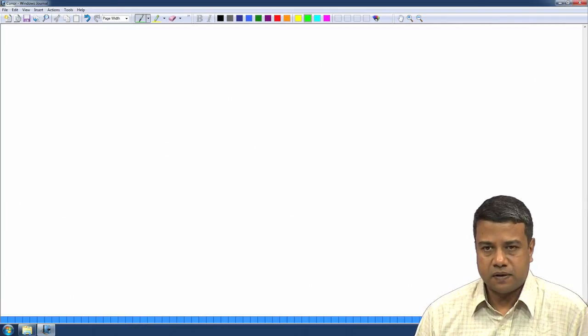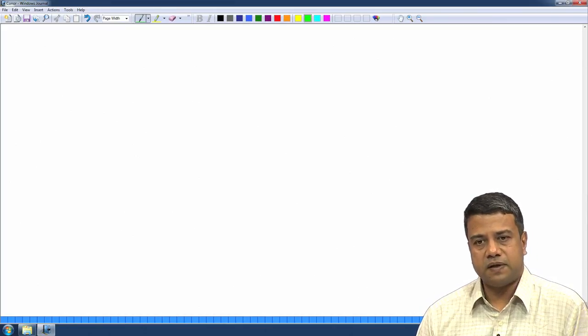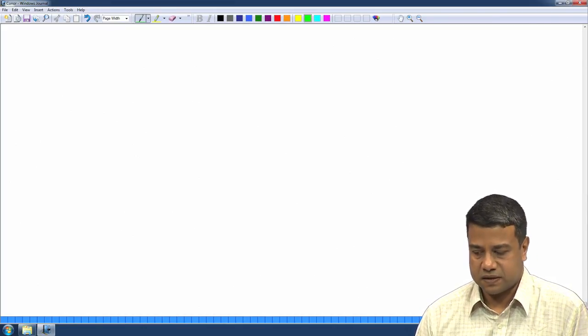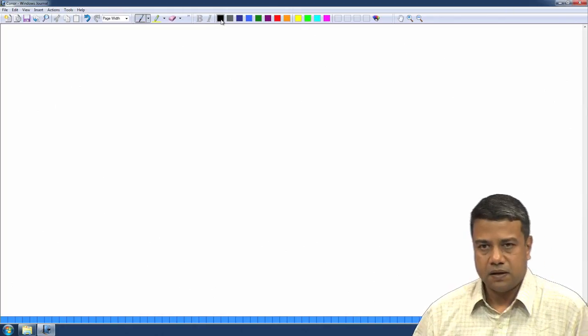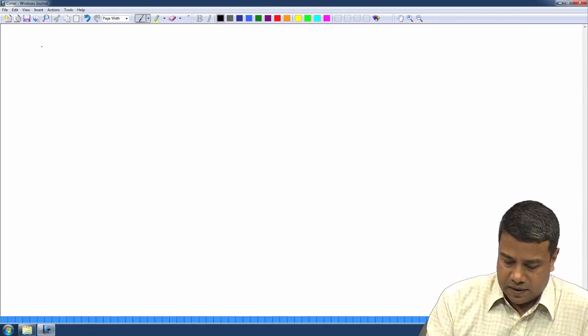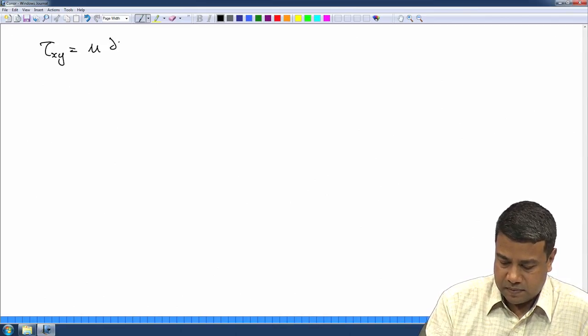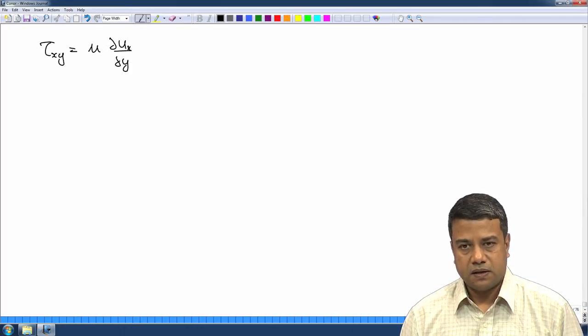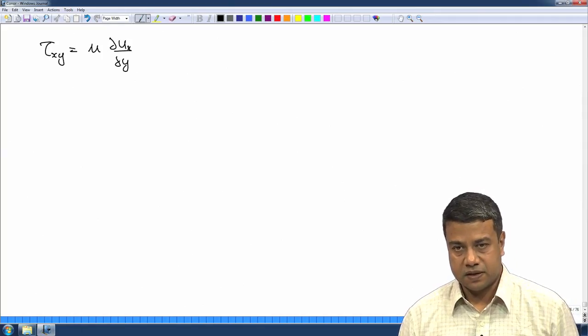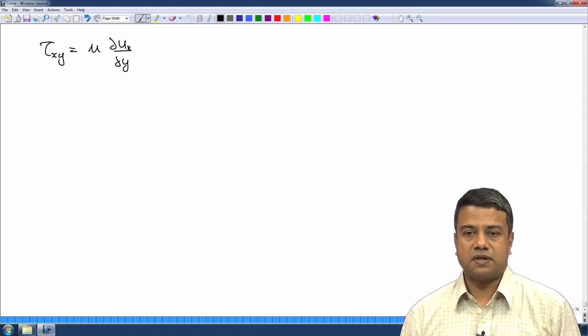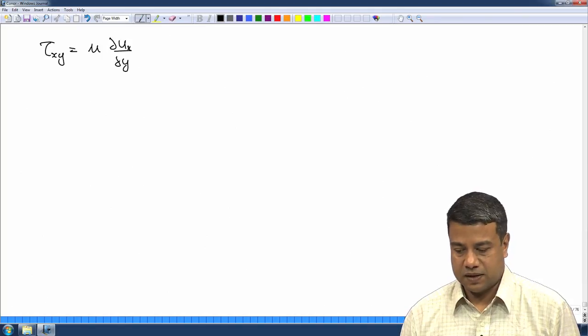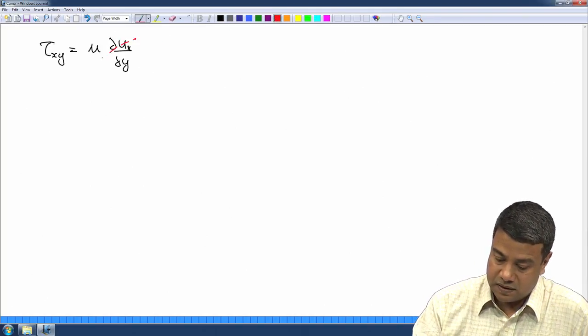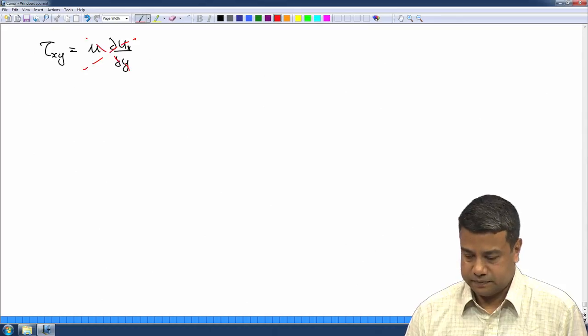And finally, for a Newtonian fluid, I will also briefly write for you what is the stress tensor. So far we had just been writing tau x y is equal to mu times partial u x by partial y. It turns out that this is valid only for unidirectional flows, where the velocity is only in the x direction and the velocity variation is only in the cross stream y direction. This is not a general formula.